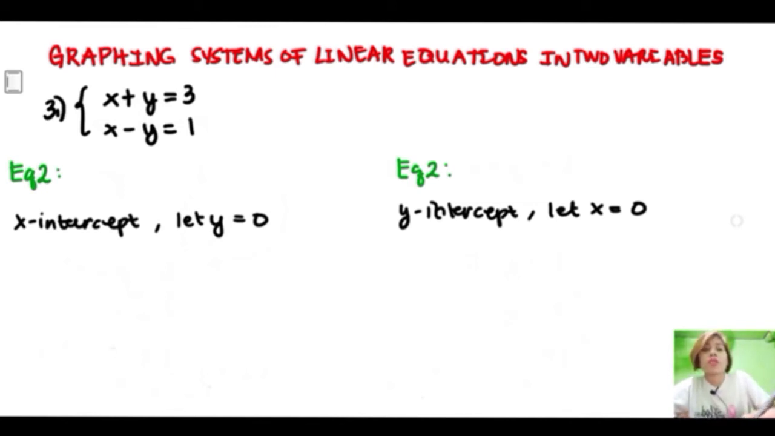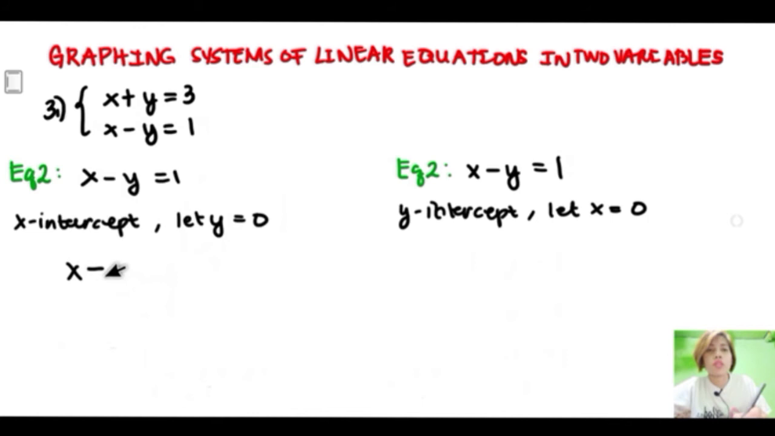So, nandun naman tayo sa equation number 2. So, x minus y is equal to 1. Ganun din po dito. So, x-intercept muna hanapin natin. We let y be equal to 0. So, x copy natin minus y, which is 0, equal to 1. So, wala na po yung 0. Magiging x is equal to 1. So, that would be 1, 0.